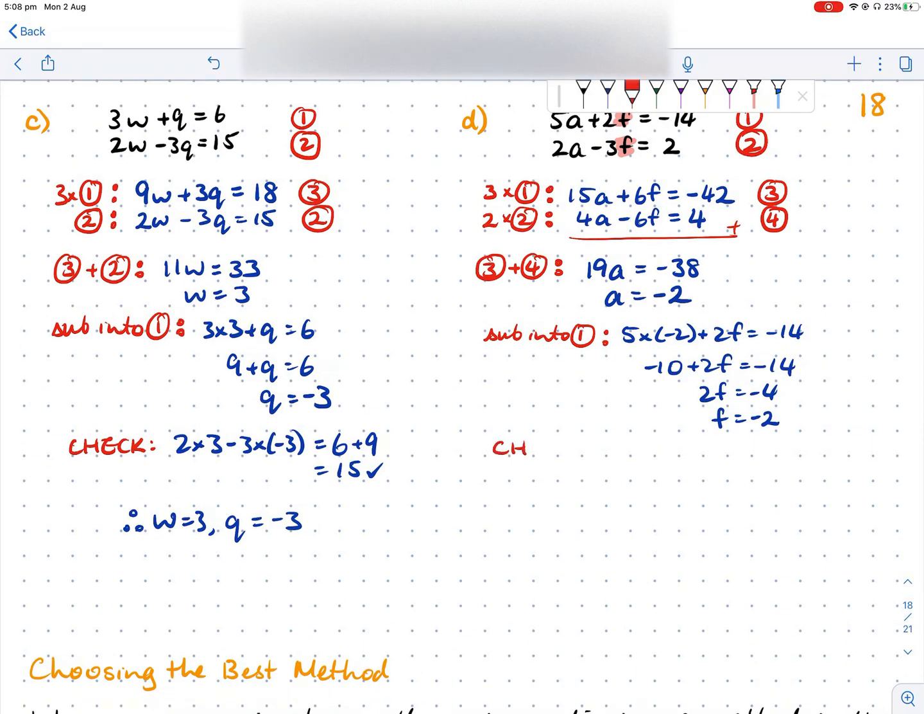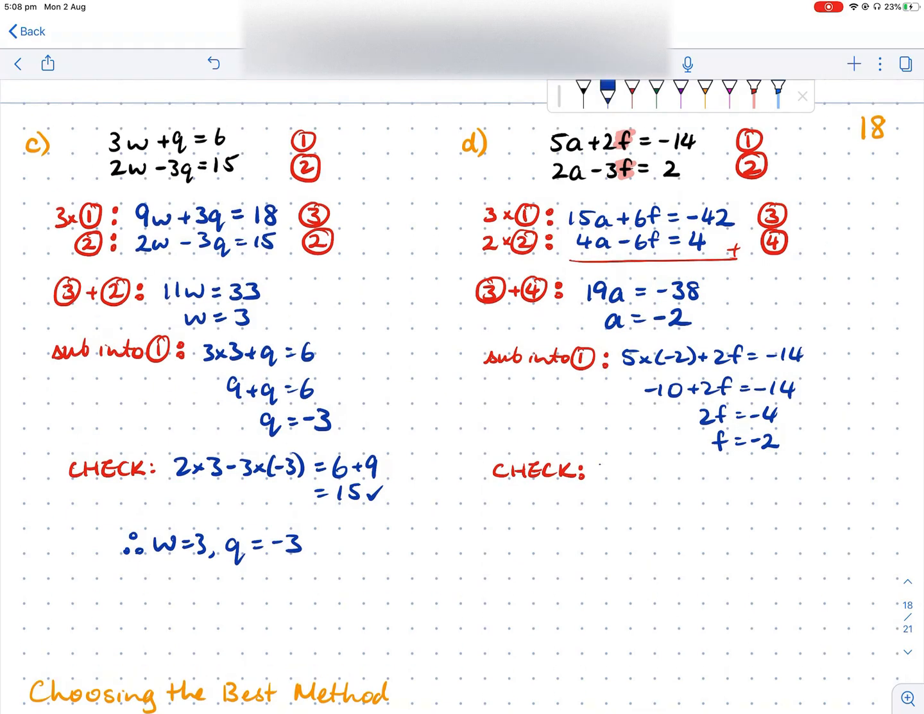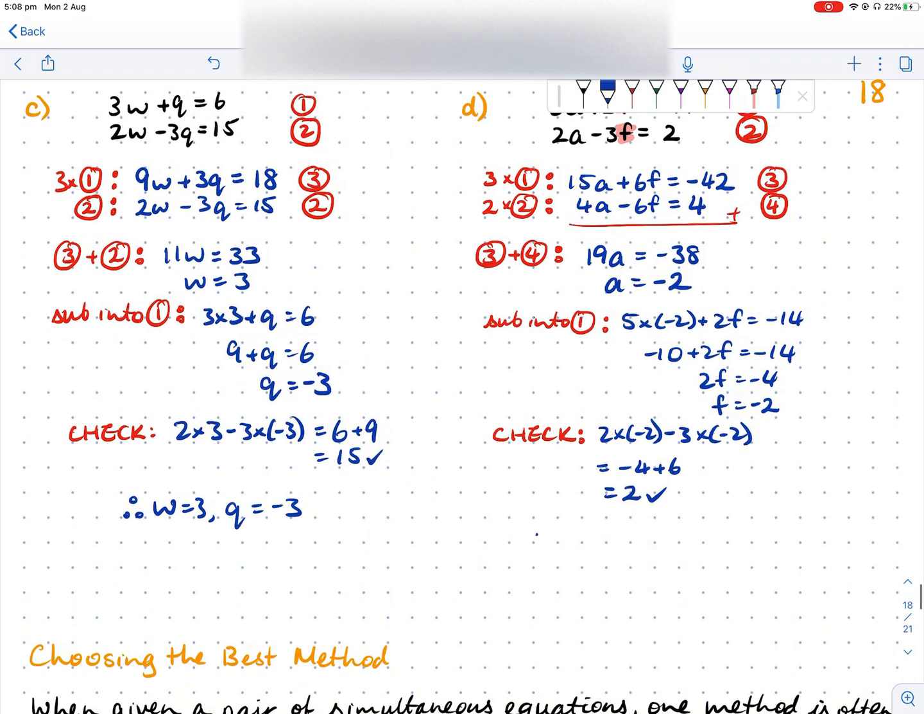So let's check that this is indeed the answer. I'm going to substitute it into equation 2. So it's 2 times negative 2 minus 3 times negative 2. So that's negative 2 plus negative 4 plus 6, which is 2. So you can see that that's correct. Therefore, our solution is A equals negative 2 and F is also equal to negative 2.